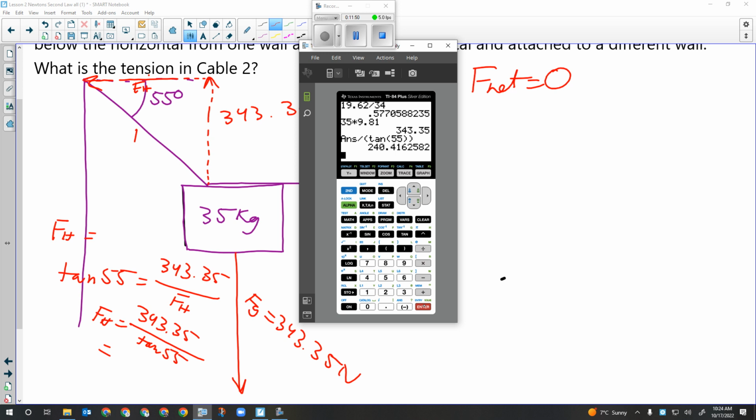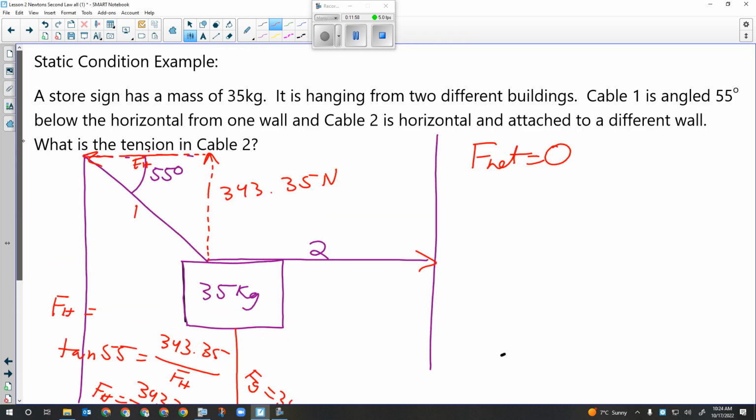Okay, so the tension in that cable is, I think we only have 2 significant digits here, 2.4 times 10 to the 2 newtons. And that's it. It asks for tension, so I don't actually have to put a vector on it. I could say to the right, and I wouldn't be wrong.